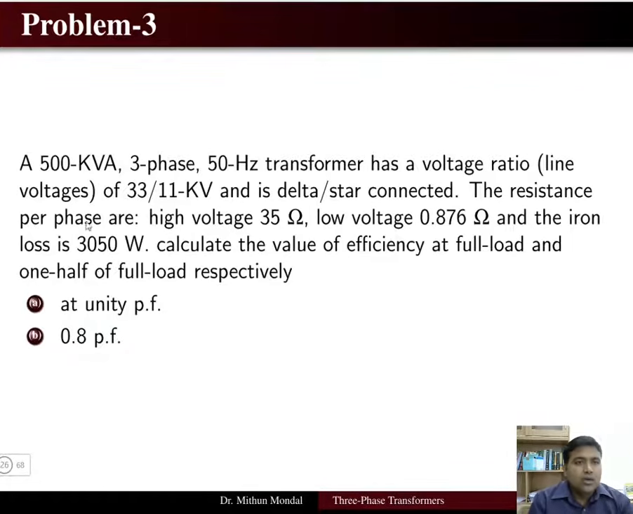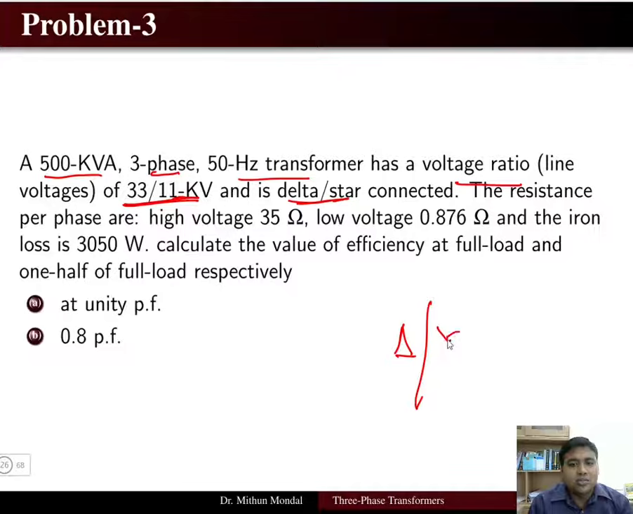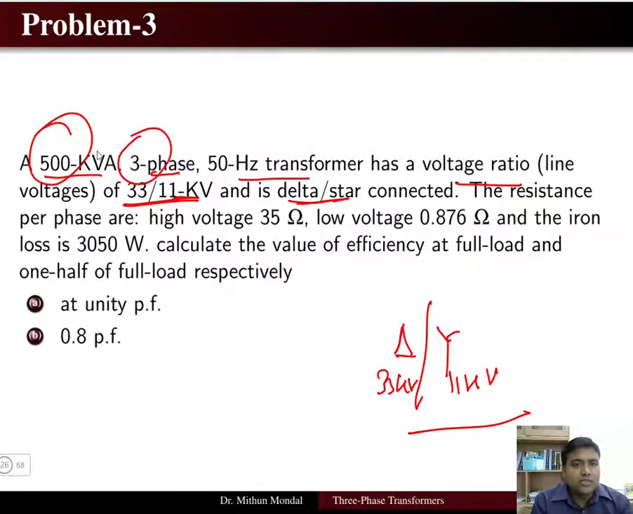Next problem, we have a 500 kVA 3-phase 50 Hz transformer, voltage ratio line voltages of 33 by 11 kV. On the primary side we have delta connected, on the secondary side we have star connected. So this is around 33 kV and this is 11 kV. Power rating is 500 kVA corresponding to 3-phase. Now the resistance per phase, so always the parameters will be given on per phase basis.